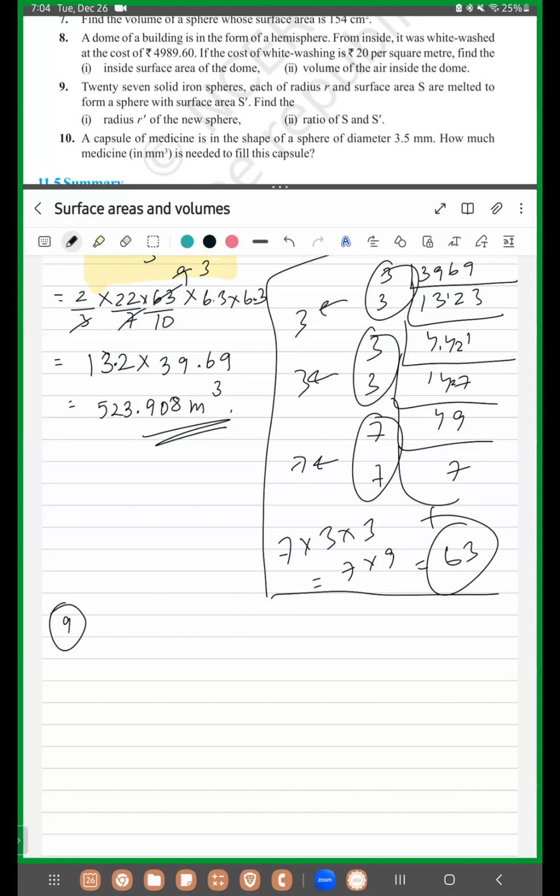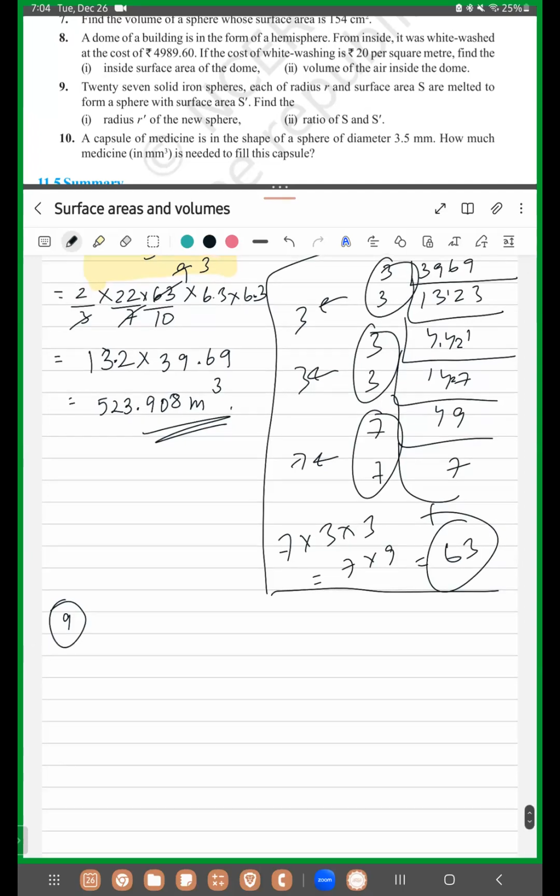They are melted to form a sphere. So these smaller spheres are melted, and from that molten iron we made a whole new sphere. Obviously, it's going to be bigger than all of them. The new radius is r dash and the new surface area is s dash. We are supposed to find the ratio of r and r dash and the ratio of s and s dash.